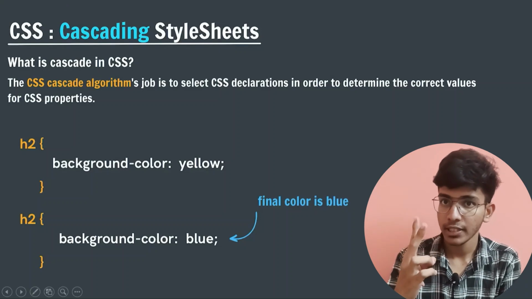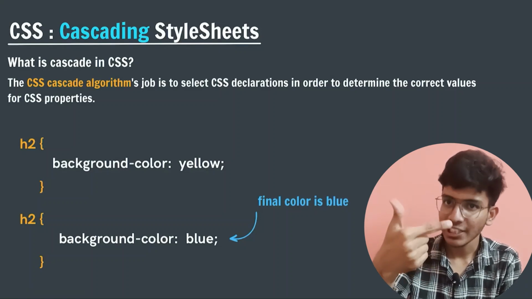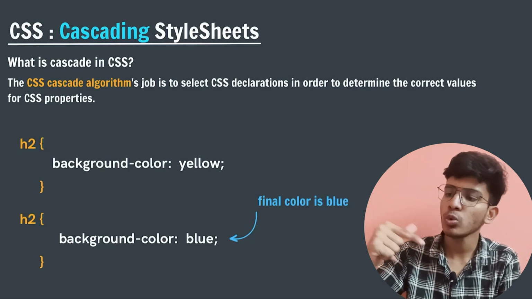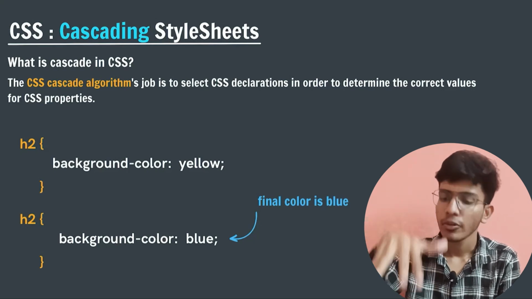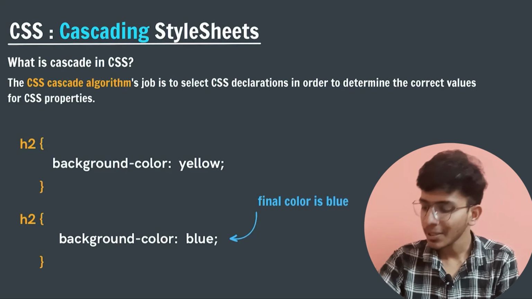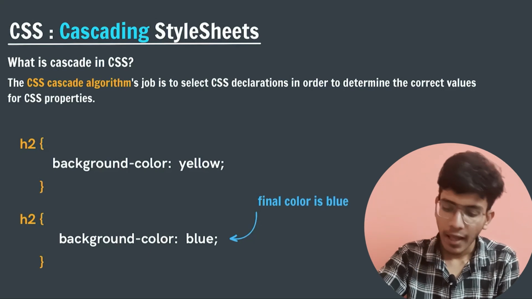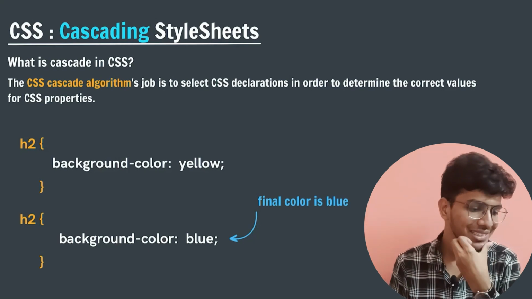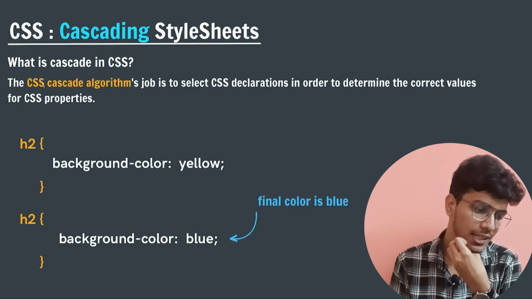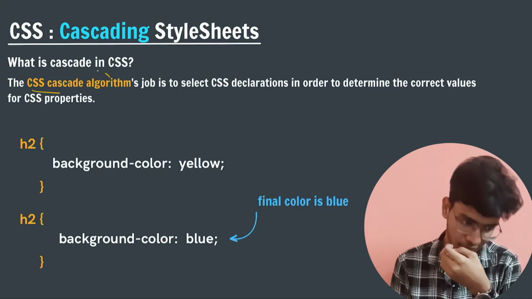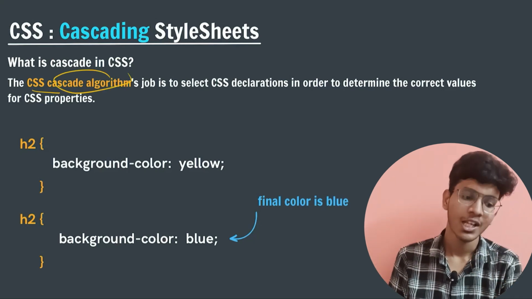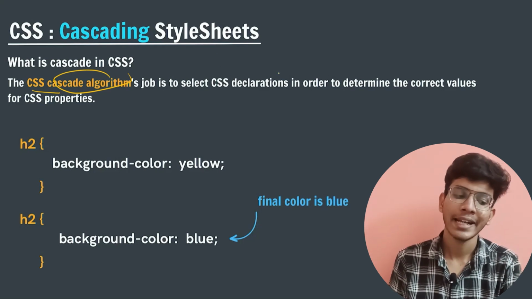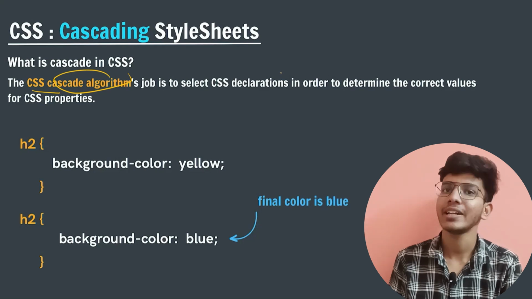There are two important concepts called cascading and specificity. Cascading and specificity are two CSS algorithms which will tell on what elements what styling will get applied. So here, cascade in CSS means the CSS cascade algorithm. This is basically an algorithm which will tell what CSS will get applied on different elements, right?